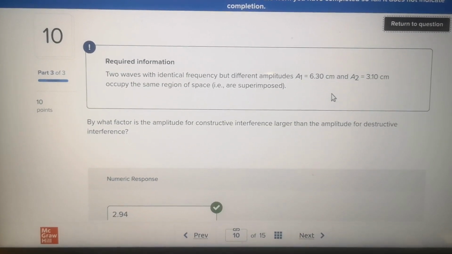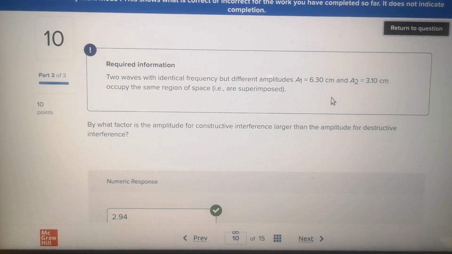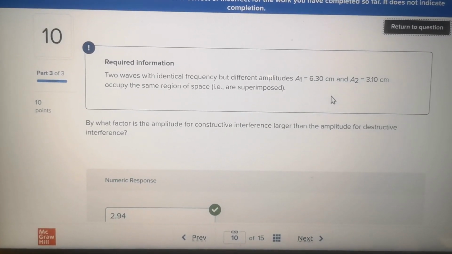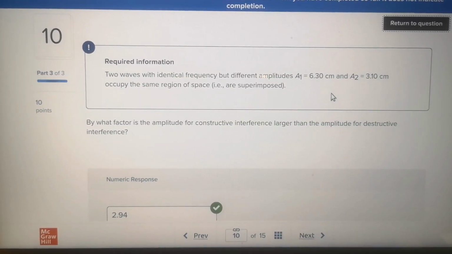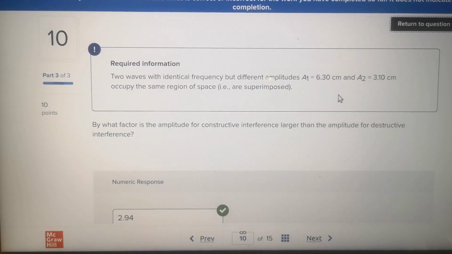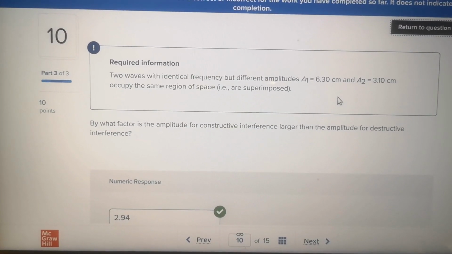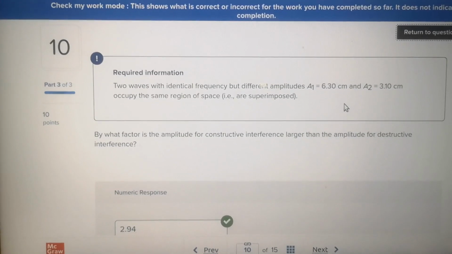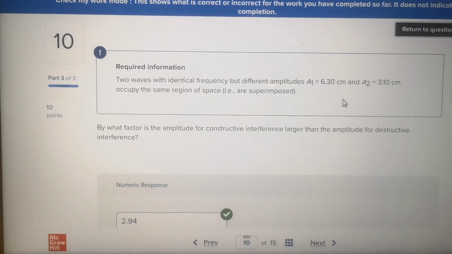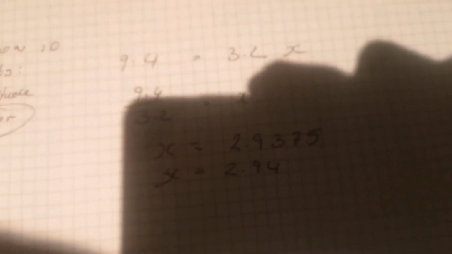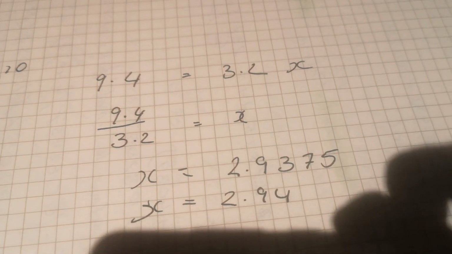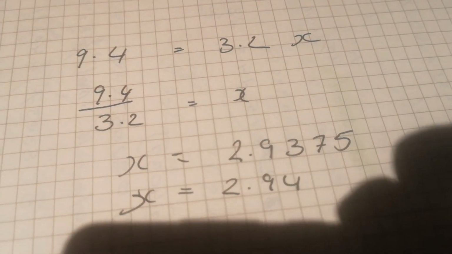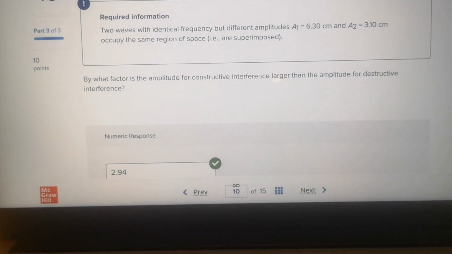Moving on to question 10. By what factor is the amplitude for constructive interference larger than the amplitude for destructive interference? I'd say the keyword here is factor. When I think of factor, I think multiply. So we're essentially finding by how much you need to multiply one wave to get another, or by what factor it's bigger in the other. So the maths for this is quite simple. It's just 9.4 equals 3.2 by some factor. Then you just do the algebra and you get 2.94, which is the answer for me.